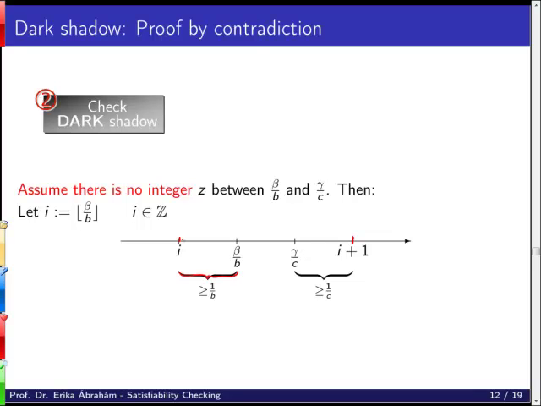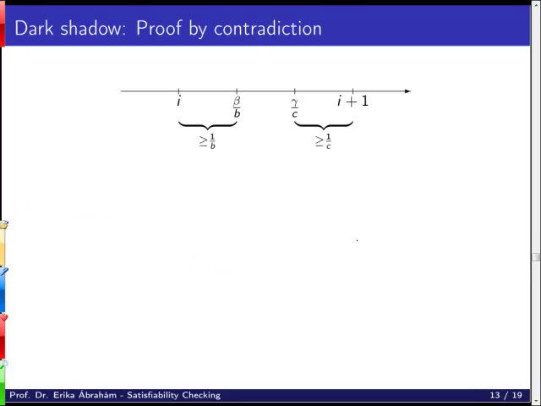The same, with the same argument, this difference here is at least 1 divided by c, so the value of gamma must be at least 1, because if it would be smaller, then again I plus 1 would be in the interval and I would have an integer solution, which would contradict my assumption that there is no value between the lower and the upper bound. So both these values are strictly between I and I plus 1. Otherwise I would have an integer solution.